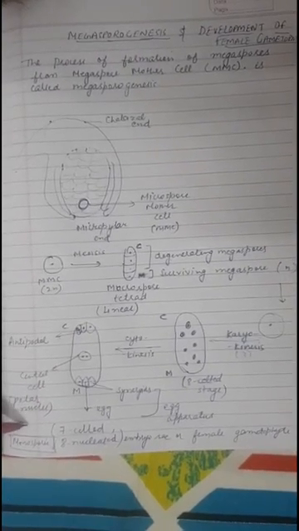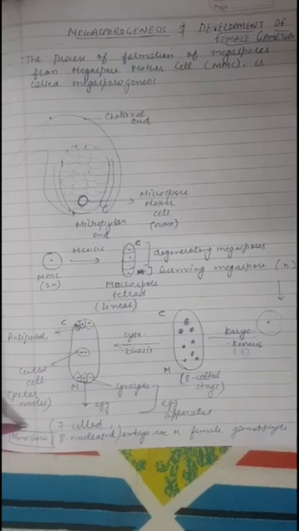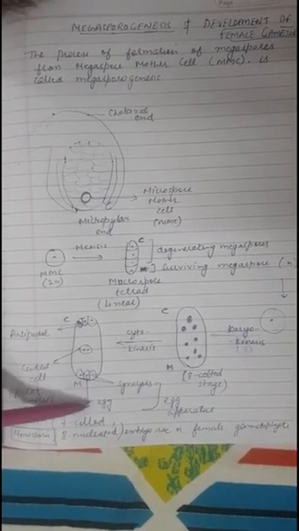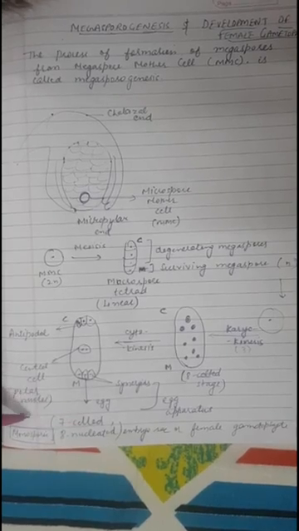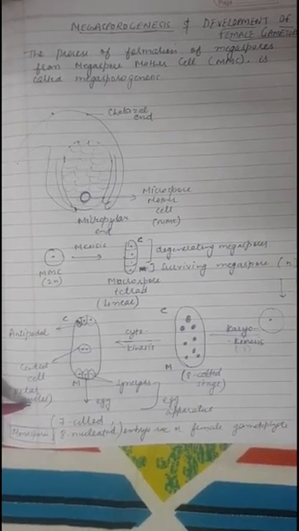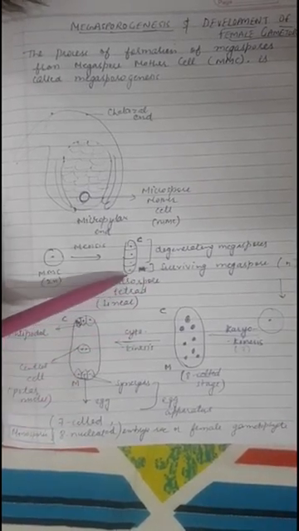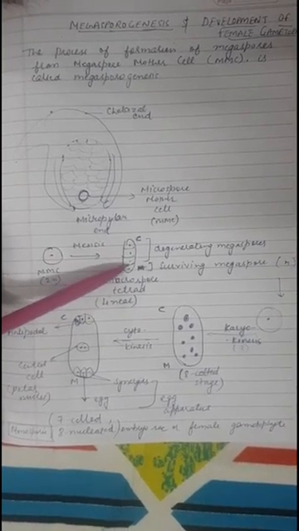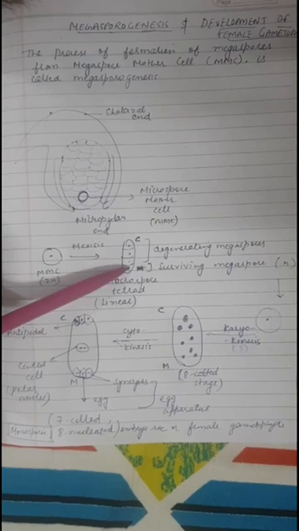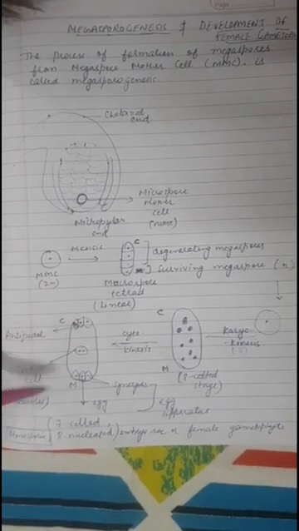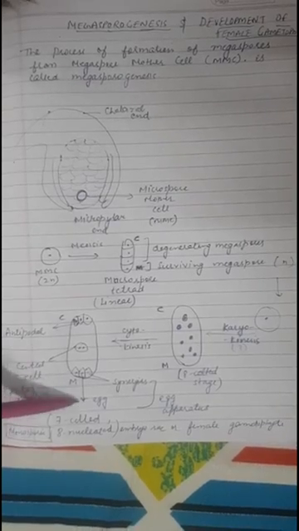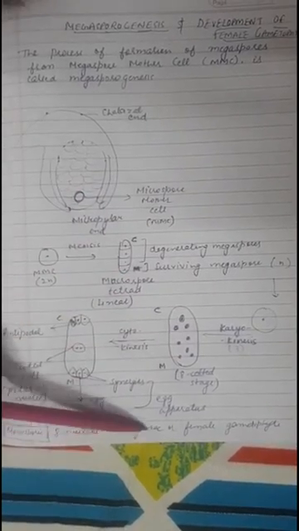Now here I have written a term, monosporic. This embryo sac or female gametophyte is called monosporic because it has originated from a single spore. Out of these 4, the 3 have degenerated and only 1 was left, which has given rise to this embryo sac. That is why it is called monosporic in nature. So this is all about the development of female gametophyte.